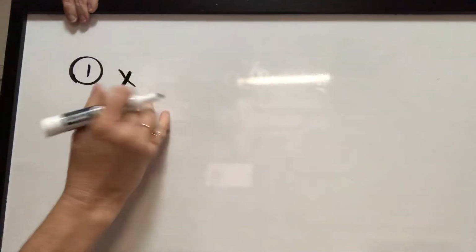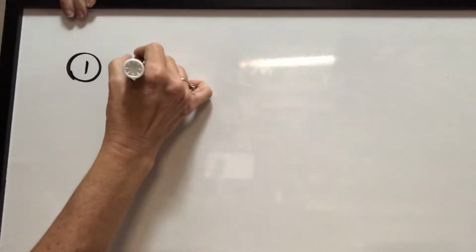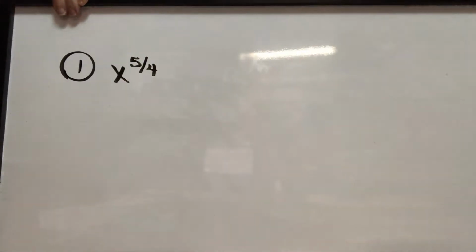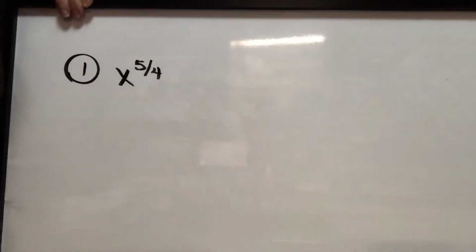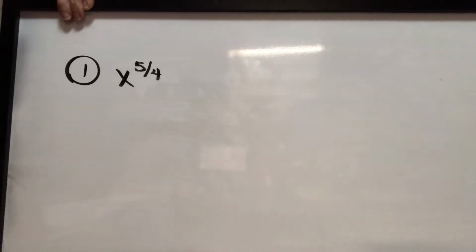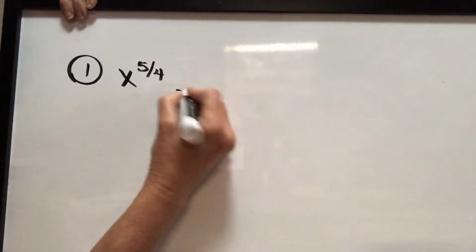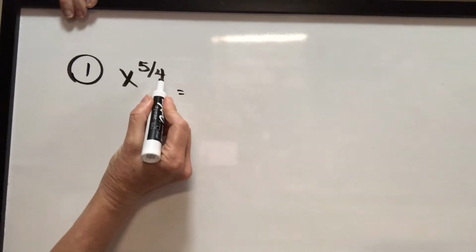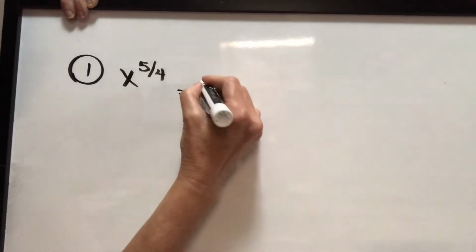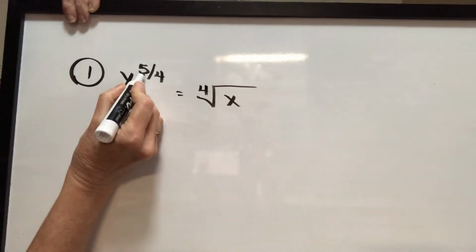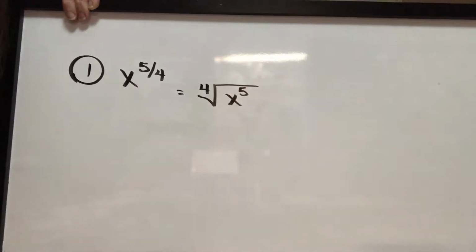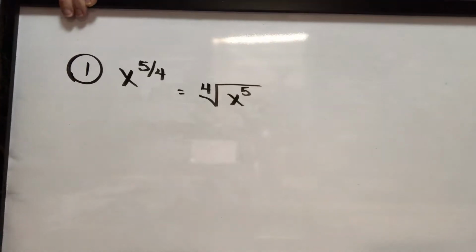So it's x raised to the 5/4 power. The directions are to change that to a radical, but notice it also says to simplify if possible. So I'm going to show you both things. Okay, changing this to a radical. Whatever the denominator is, that will be the type of root it is. So this is going to be the 4th root of x to the 5th power. Okay, so that is the same thing as a radical.